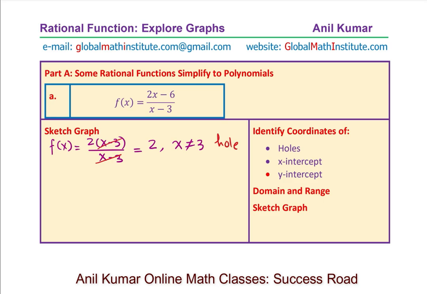So now, clearly, there is a hole at x equals 3, whose value would have been 2. So how do I sketch it? Let me show you that sketch for better understanding. We see that it cannot have a value at 3, but it is always 2, right? So it is a constant function, which looks kind of like this.